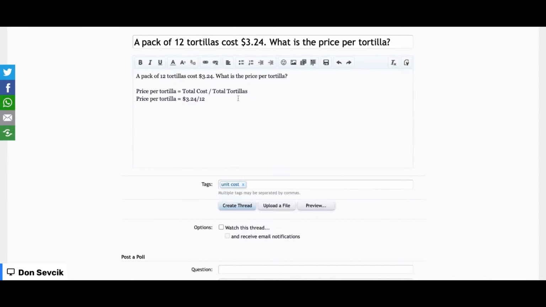And this is just 324 divided by 12. Go off screen here real quick and do the calculator. You'll probably beat me, and you get 27 cents. So price per tortilla is 27 cents, which is also known as unit cost. So if you ever hear unit cost or cost per unit, that's what we're doing here. Total cost divided by total quantity, and you get your answer.